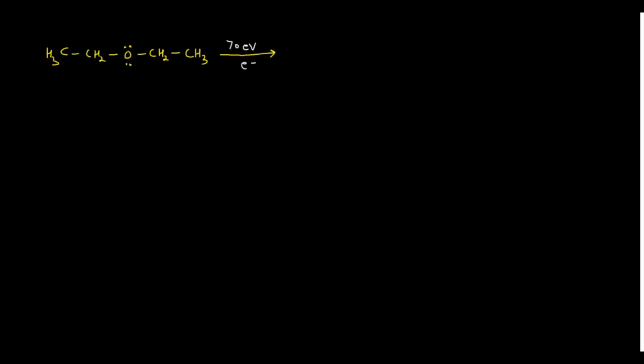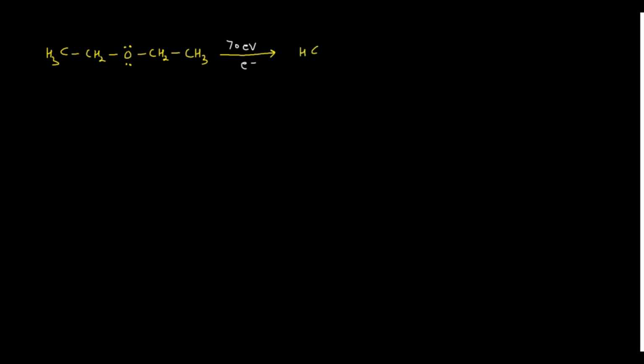Please remember, a loosely held or loosely bound electron will be knocked out first from the system if it is present, and in this system you are having the lone pairs, that means loosely bound electrons, so it will be easily knocked out by the 70 electron volt electron. Okay, and then you will have this particular thing.